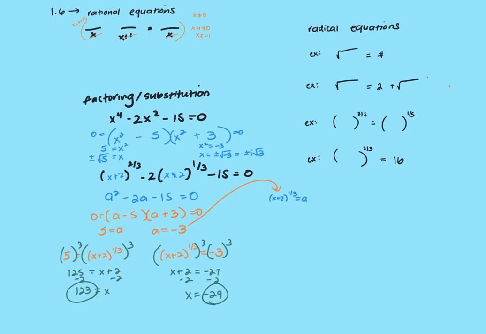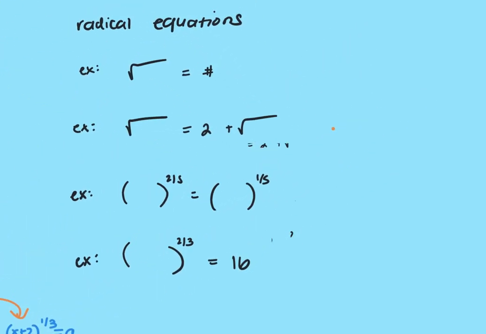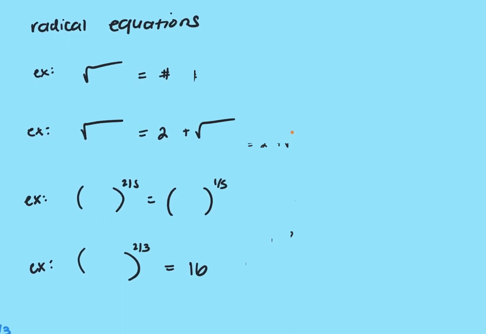Okay, then came the radical equations, right? So this was 1-6b, I think. And we started with there's just one square root. So if there's just one square root, we would square both sides of the equation and it would get rid of the square root. Then we had if there's 2 square roots. Well, if there's 2 square roots and it's just the square roots, we can square both sides of the equation again.